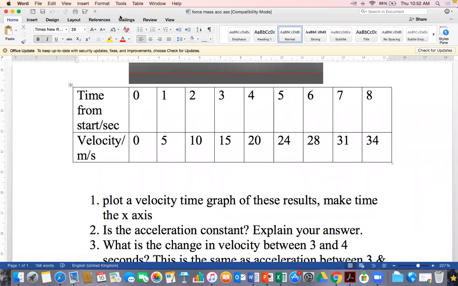So like 5, 10, 15, 20. But after that, it is not accelerating constantly. So from the graph, why we say that it's not constant is because it's not a linear graph. For it to be a constant acceleration, it has to be a linear graph. Linear graph means it'll be a straight line. Okay? Okay, sure.